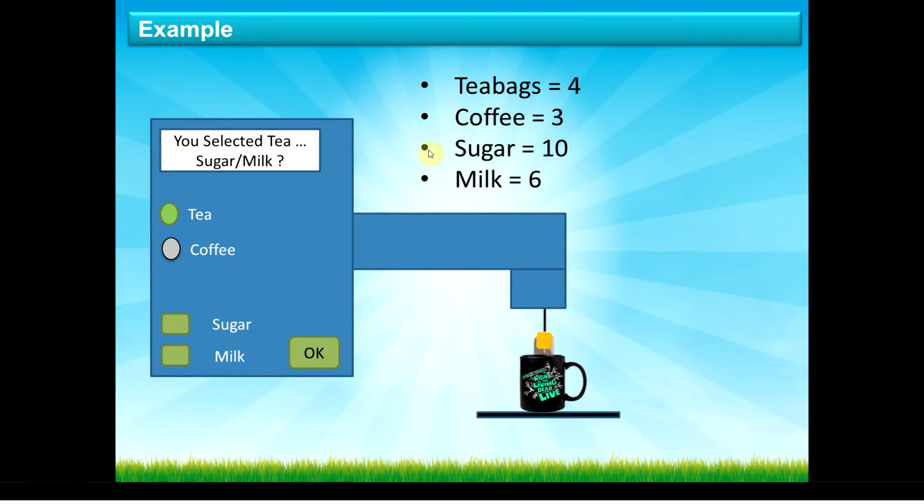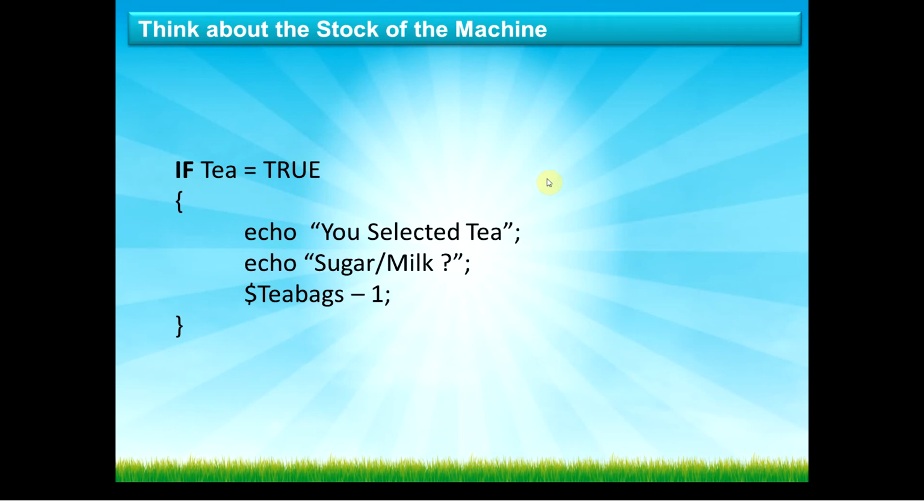So effectively, what has just happened here? If I skip to the next page, you'll be able to have a look. In fact, we have just run an if statement. If tea is true, echo, you selected tea. Then echo, sugar and milk, question mark. And then the variable tea bags is going to have 1 taken away from it. So obviously, you know as well as me, there would be a BR in the middle of there to separate the two lines. But that is the basic code that is running. Okay, so what I'm going to do on the next slide is I'm just going to point out where it relates.